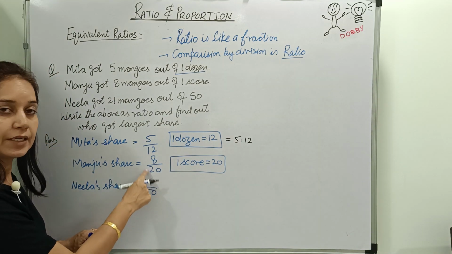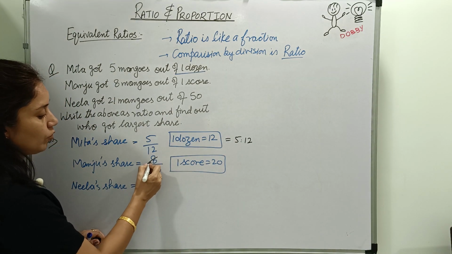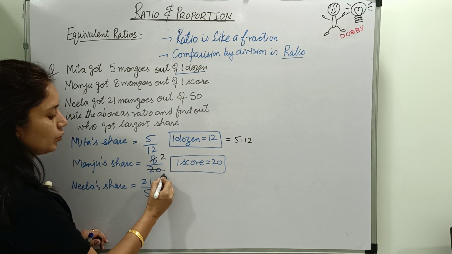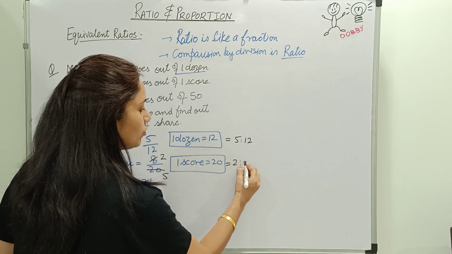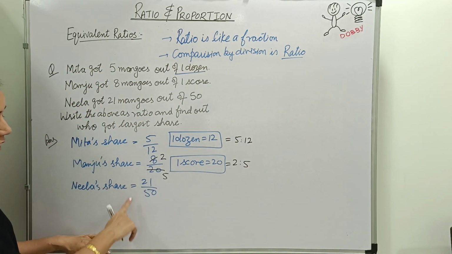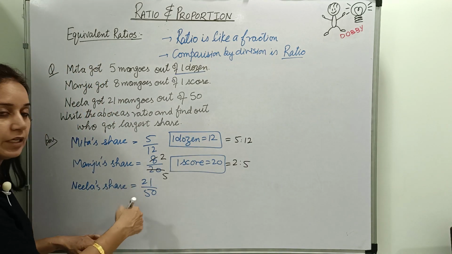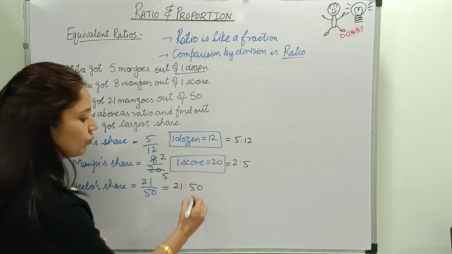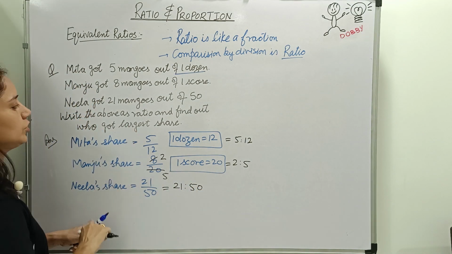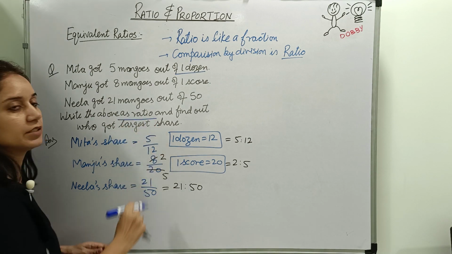8 upon 20 can be cut further. Table of 4. 4 twos are 8, 4 fives are 20. It becomes 2 upon 5, that is 2 out of 5, 2 is to 5. Next, 21 upon 50. These are co-prime numbers, cannot cut further. It becomes 21 upon 50. So the first part of the question, to write the above as ratios, is done.